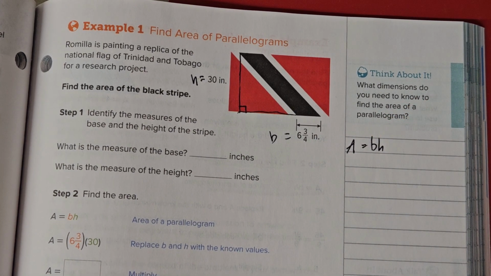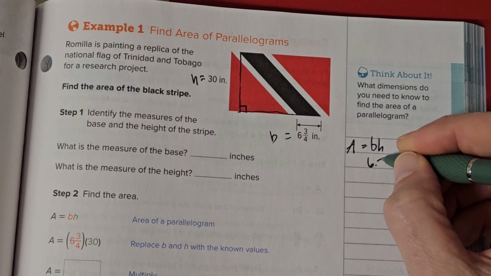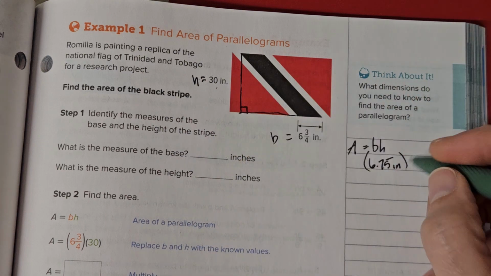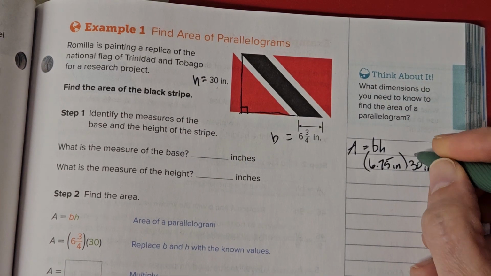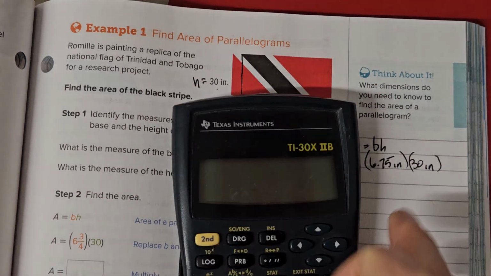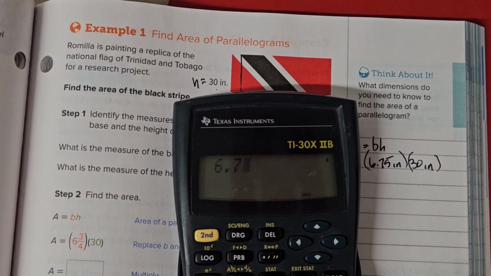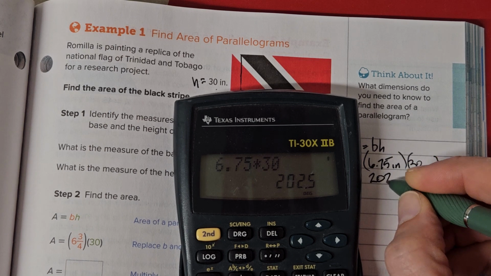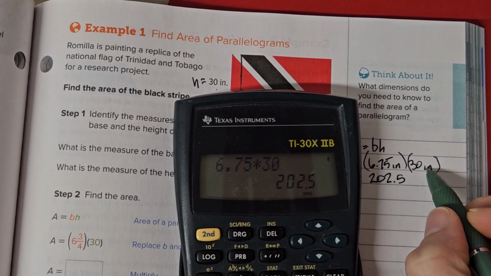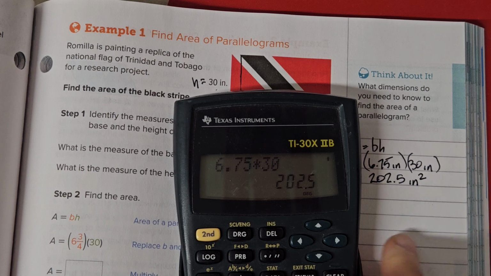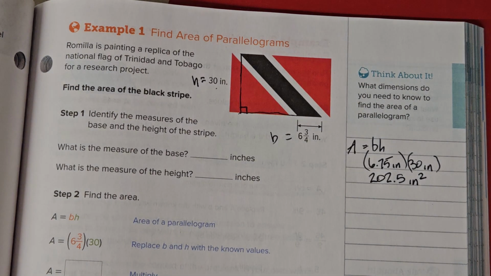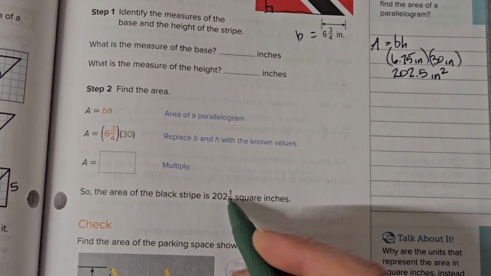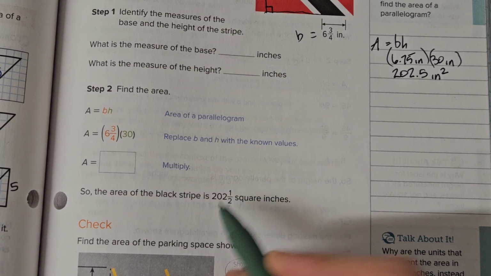Now we can substitute what we know. The base is 6.75 and the height is 30. And we multiply those together. 6.75 times 30 is 202.5, and inches times inches is inches squared. 202.5 coincidentally equals 202 1/2. It's the same amount.